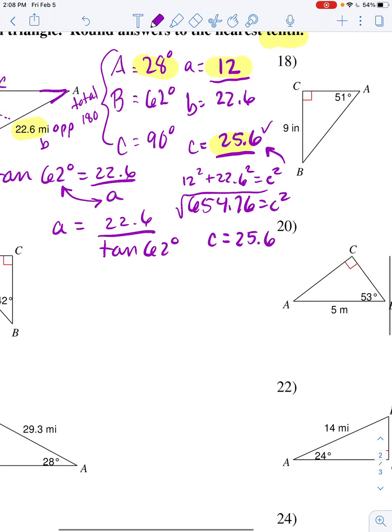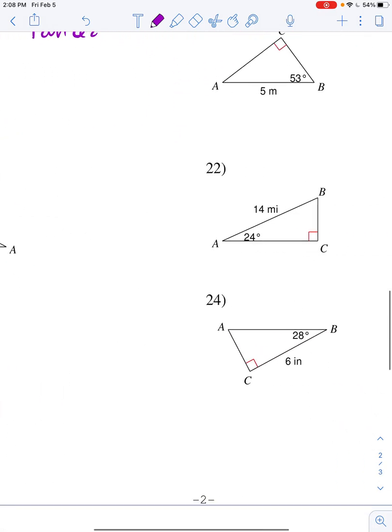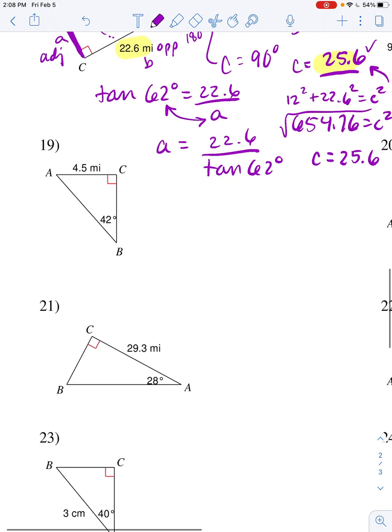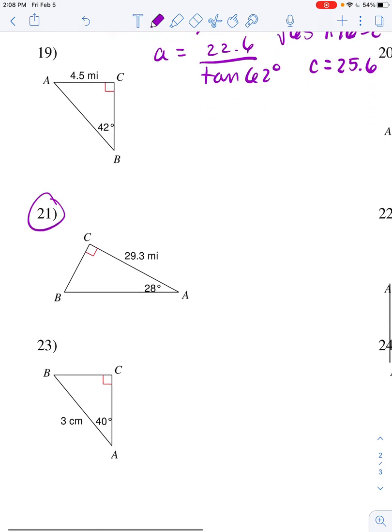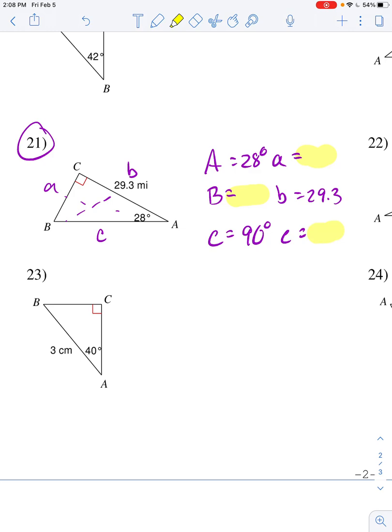Okay, let me find another one where I don't. Is there anywhere I don't know an angle to start with? No. All right. I'm just going to randomly pick another one. Then let's take a look at 21. I like to organize it the same every time. Angles and sides. I know angle A and I know angle C. I know this is across from B. So the 29.3 is going to be side B. This will be A. This will be C. I do not know those. So I know three things and I do not know three things.